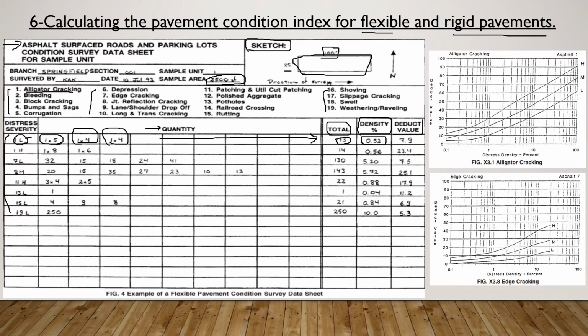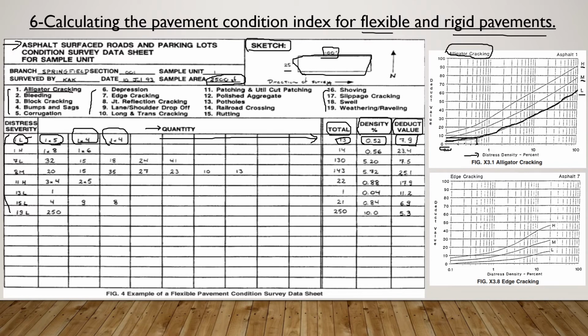Now to determine the deduct value, here for the alligator cracking, this graph is also provided by the ASTM. On the x-axis we have the distress density as a percent. We have 0.52, here is 0.1, 0.2, 0.3, 0.4, 0.5, and we have low severity. We have three curves, low, medium, and high severity. Our curve is this one, since we have low severity. If we go up there till we intersect with the low severity curve and read the value on the y-axis, you will get around 7.9.